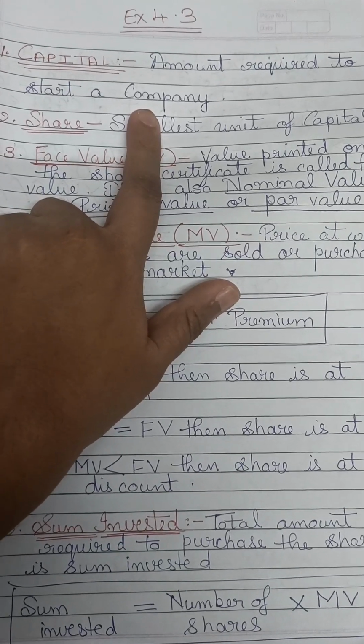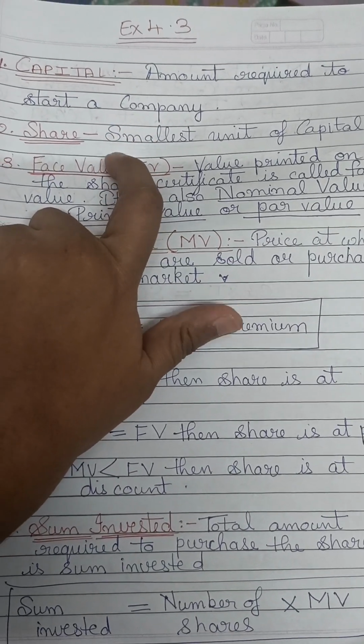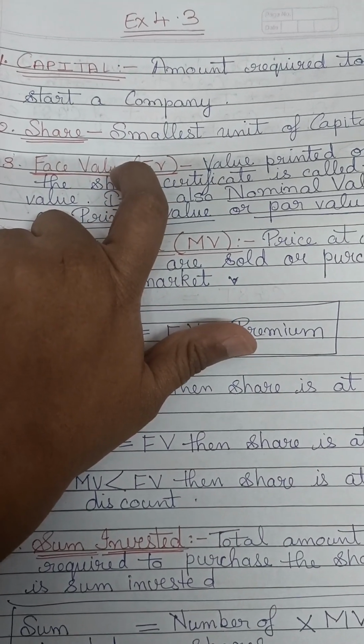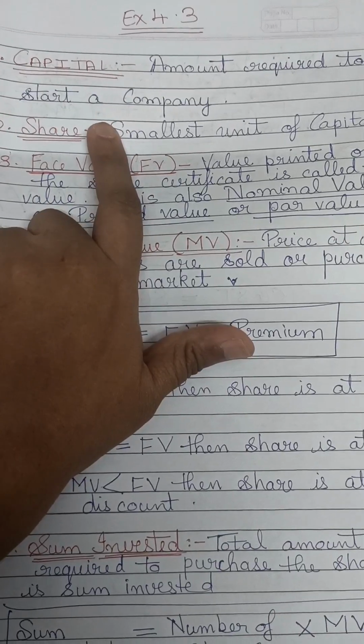Means you have to start a business, isn't it? So the amount, like I would need 5 crore to start a business. So that amount is your capital amount.